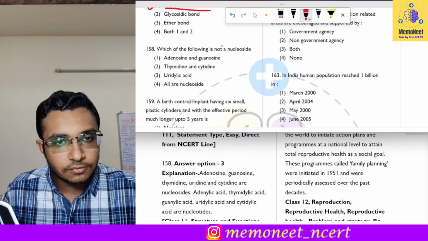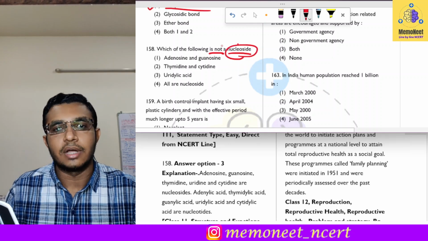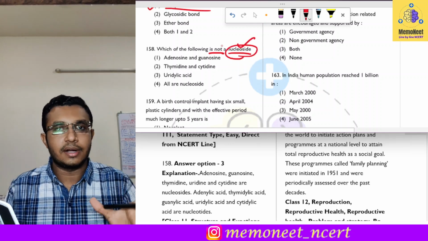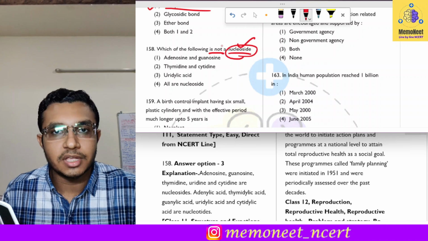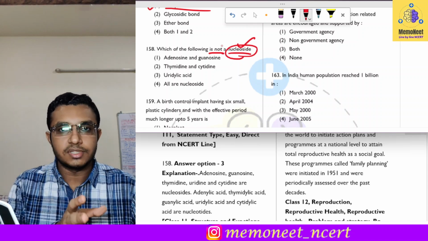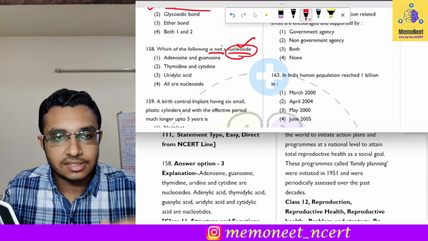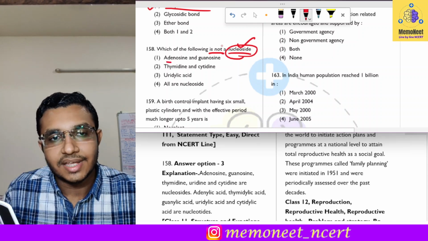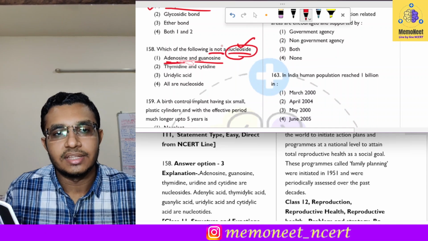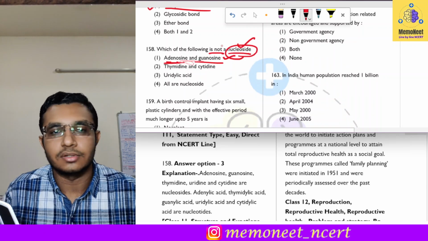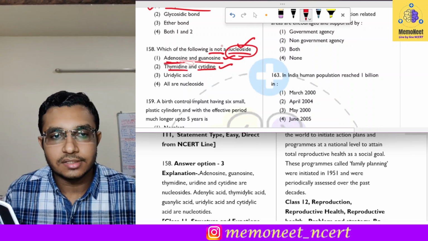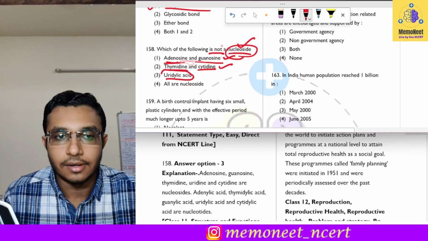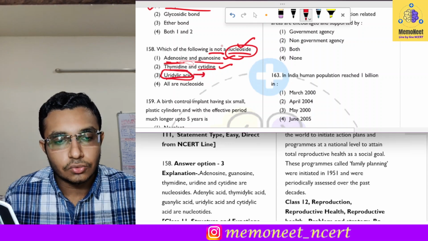It states that which of the following is not a nucleoside. As we discussed before, a nucleoside will contain a ribose sugar and the nitrogenous base. If the phosphate group is attached, it will form a nucleotide. Now let us see all the four options. The first option is adenosine and guanosine. Adenosine and guanosine are nucleosides. Then thymidine and cytidine are also nucleosides. Third option is uridylic acid. Now uridylic acid is a nucleotide.